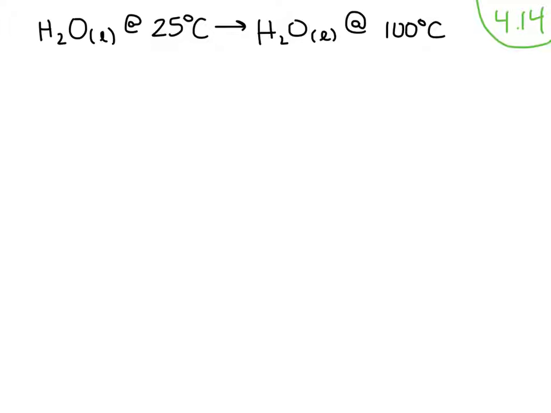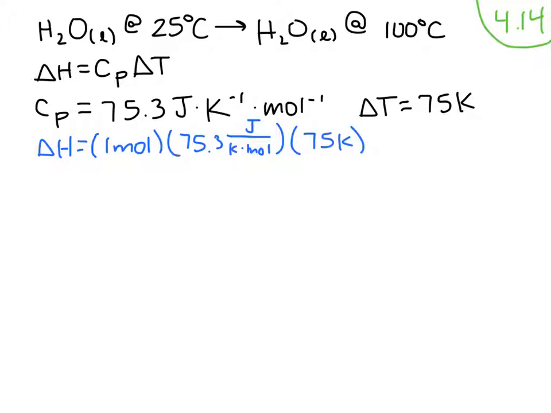The first step is liquid water at 25 degrees Celsius being heated to liquid water at 100 degrees Celsius. We start with delta H is equal to specific heat capacity times the change in temperature. We plug in the values that the problem gave us, and we also plug in 1 mole because the problem gave us the molar heat capacity, and we have 1 mole of water starting out. So we end up with a delta H value of 5.65 times 10 to the third joules.